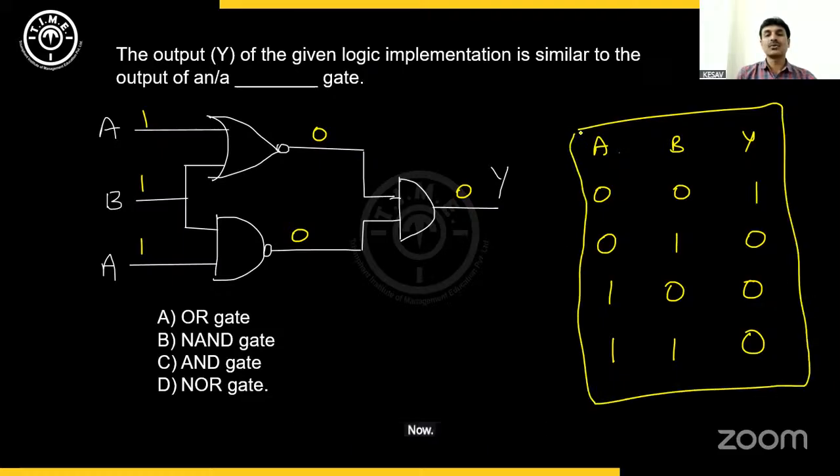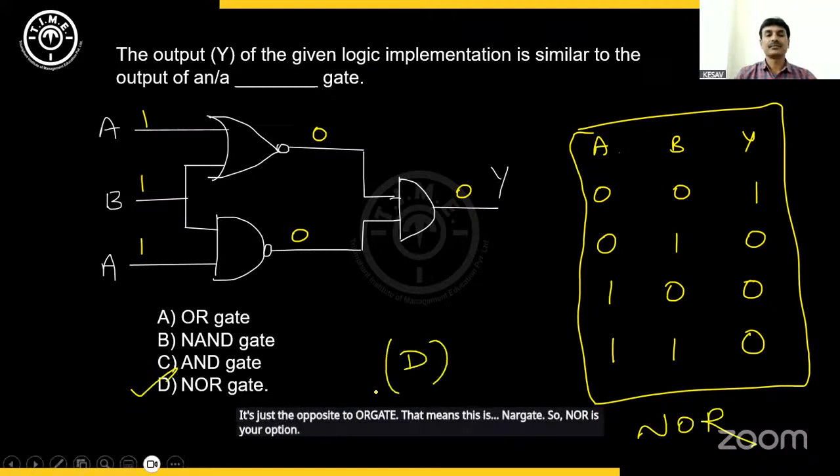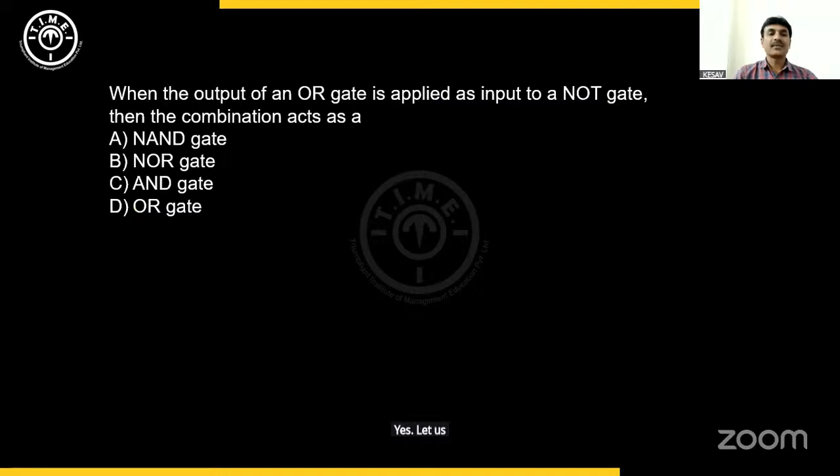Now this is the truth table of which gate? It is just opposite to OR gate. That means this is NOR gate. So NOR is here, option D. Understood? Yes. Let us see another question.